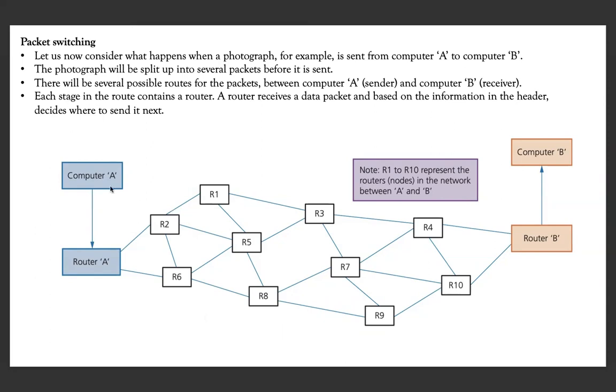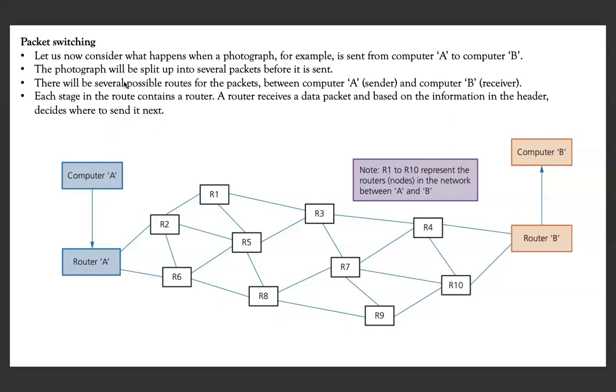So basically, we have this huge number of routers here. Now, you note that routers 1 to 10 represent the routers, and these routers can also be called the nodes, as the nodes were in our circuit switching network. These work in a similar way, and they are between the routers of network A and network B.